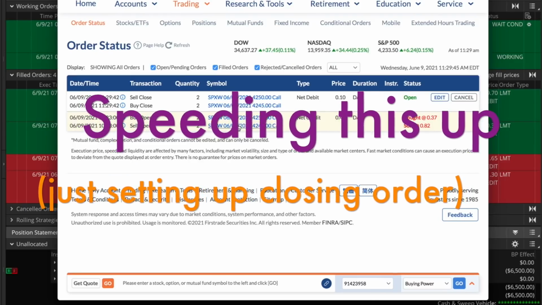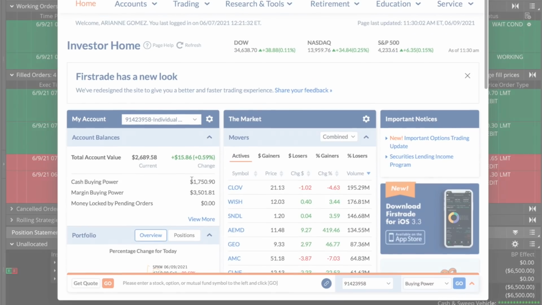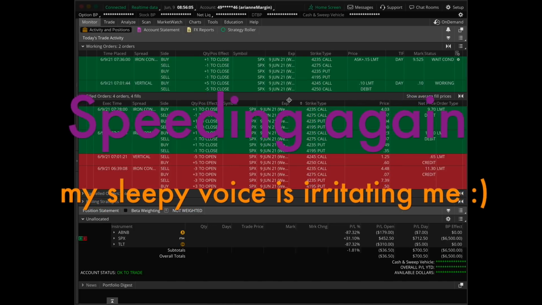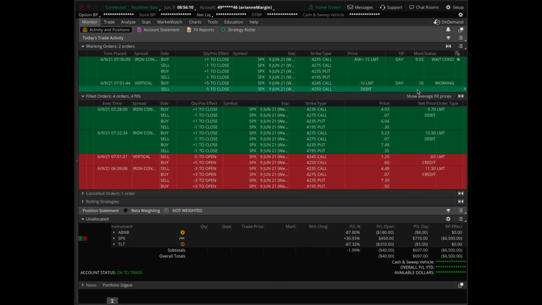So when the spread price decays to 10 cents, it will close me out of the spread and I will net $35 on each contract. Like I said, this is a small account. I started a while ago just to take safe credit spreads. All right, we are about 2.5 hours into the market. My call spread has decayed to 10 cents. It should fill here soon.